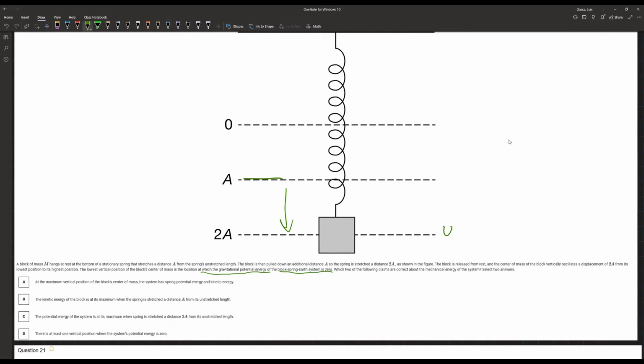So we know that UG is going to be 0 here. Which two of the following claims are correct about the mechanical energy of the system? We're going to select 2 answer choices. So very important: on the AP exam, you must choose the 2 correct answers to get it correct. If not, it is incorrect. So just keep that in mind. Those will be the last 5 questions on the multiple choice, so if you reach the last 5, you should be providing 2 answers.